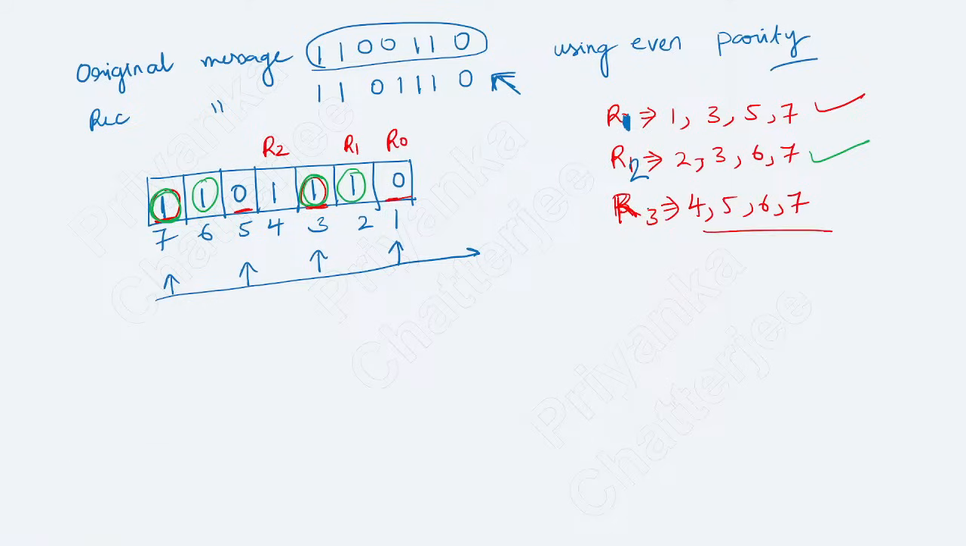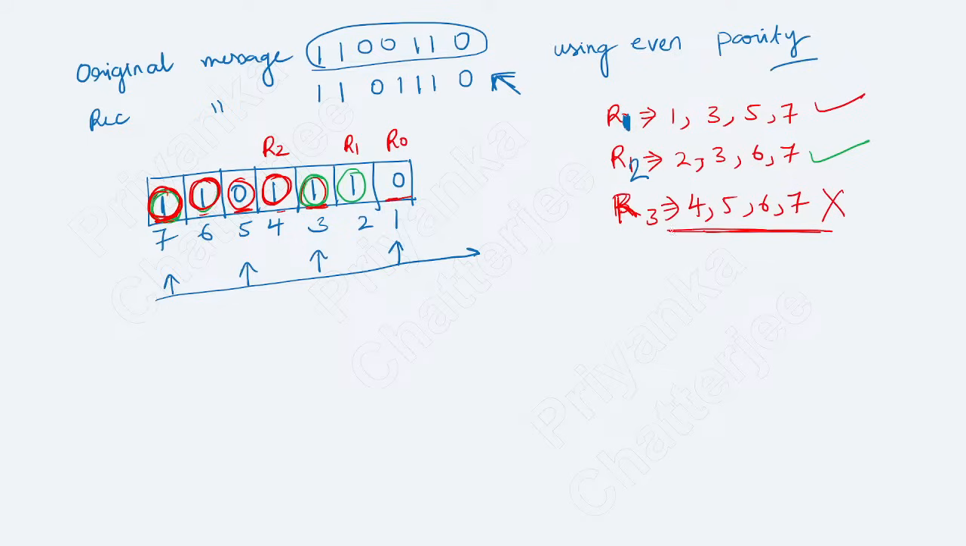In the 4, 5, 6 and 7, is it even? You can see it is not even, it is odd. An odd number of 1s are there. So this is not matching.